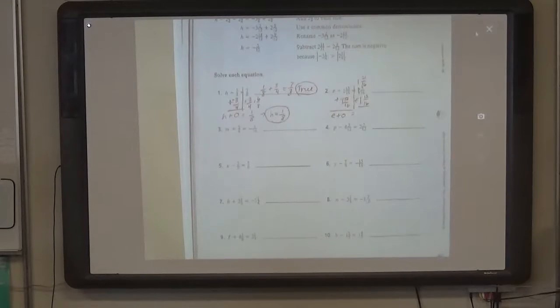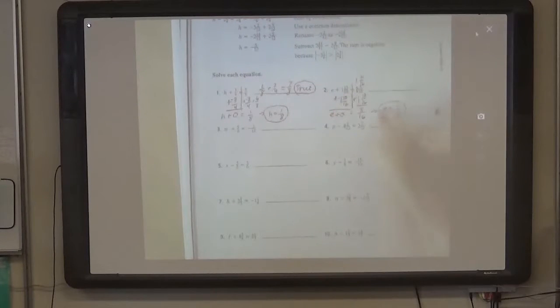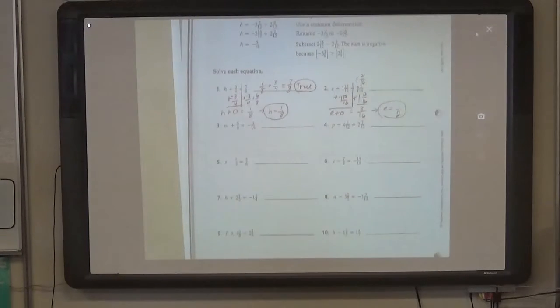1/2. And then we're left with 8/16. So E equals 1/2. Wait, what? Say what?